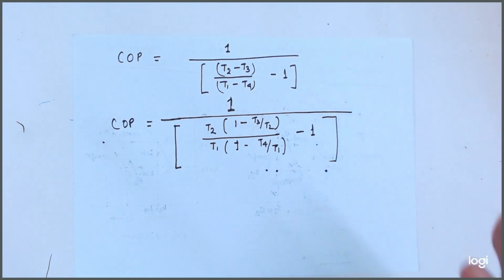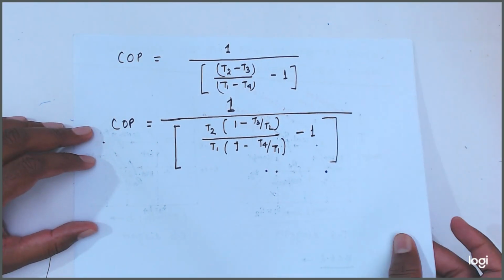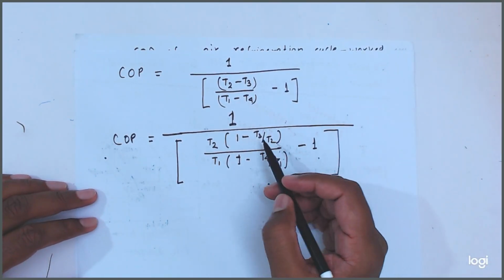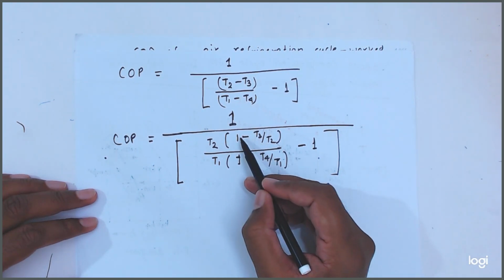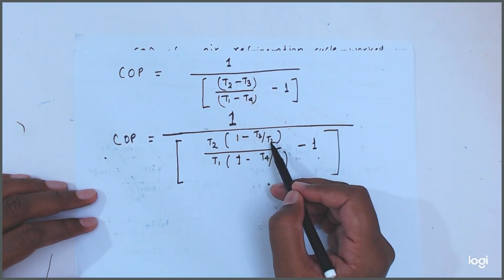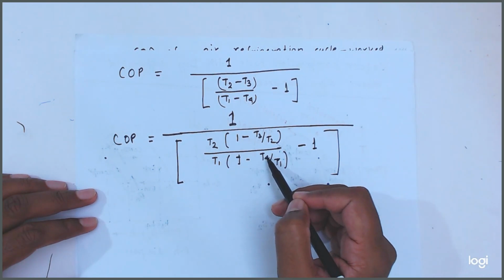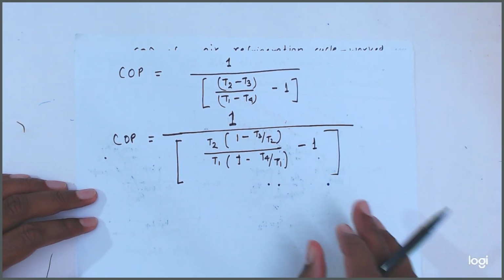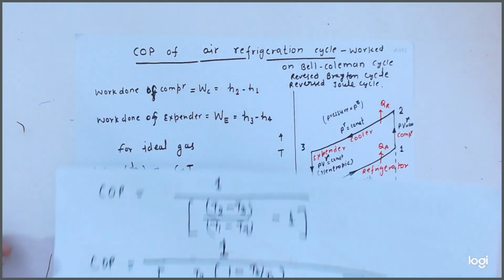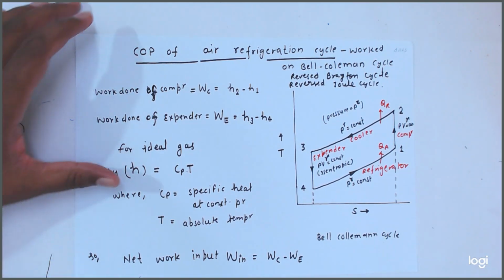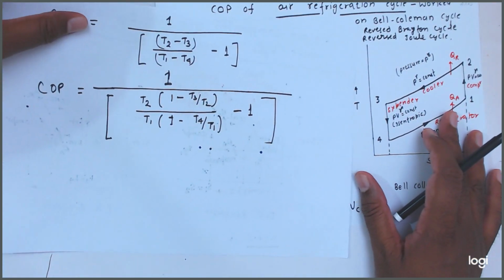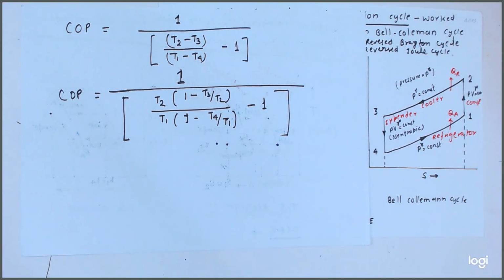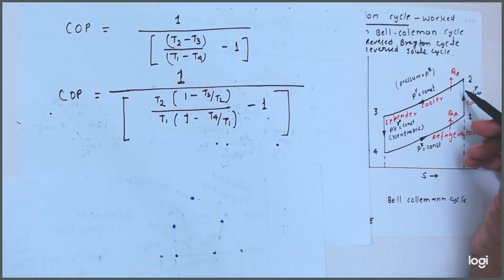Okay, now friends, what we will do is find the value of 1 minus T3 by T2 and 1 minus T4 by T1. How will we find it? Just you see. Okay, friends, here you see this process.